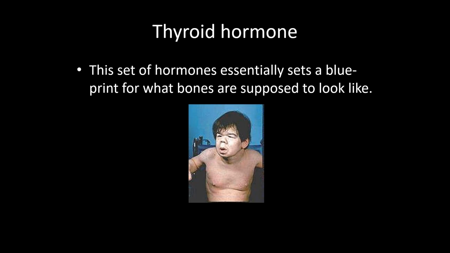Thyroid hormone sort of sets a blueprint for what your bone shape is supposed to be. If you've ever seen, well, you probably haven't in the United States, but there are people that are born with a deficient thyroid gland, and there are people who don't get enough iodine in their diet, and so their thyroid gland doesn't produce enough thyroid hormone, and their bones always end up being misshapen, because without thyroid hormone, your body doesn't really know what shape those bones are supposed to be.